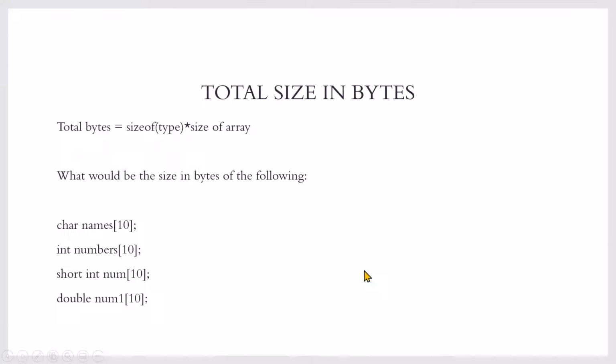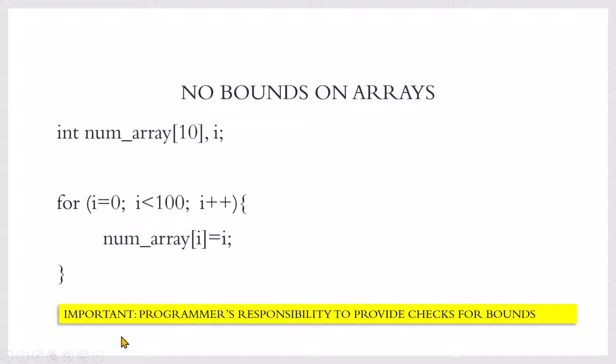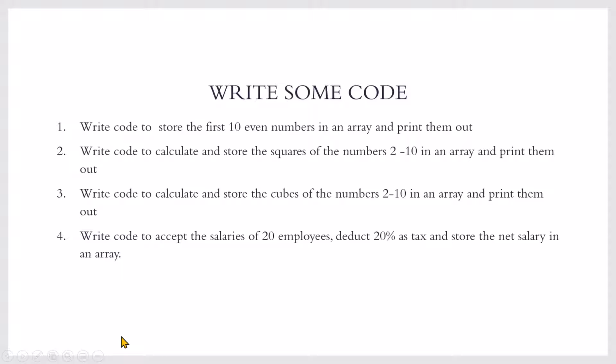Now moving on. There's no bounds checking on arrays. So we could have code like this where we have an array of size 10 and we're trying to store 100 values in it. Compilation will go through without any error whatsoever. But we could end up with unpredictable results, and therefore it is the programmer's responsibility to provide checks for bounds on arrays. Now let's write some code.